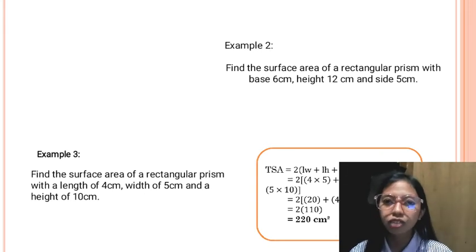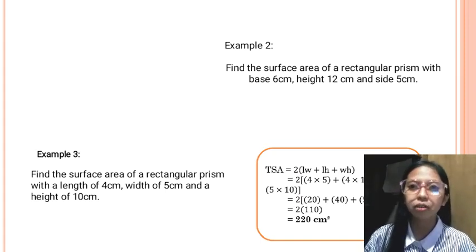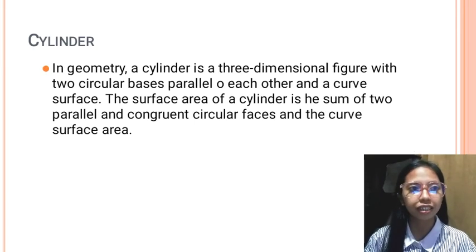And 2 times 110 is 220, which means that our final answer is 220 centimeters squared. So that's how you solve for the surface area of a rectangular prism. Now, we will be moving on to the cylinder.